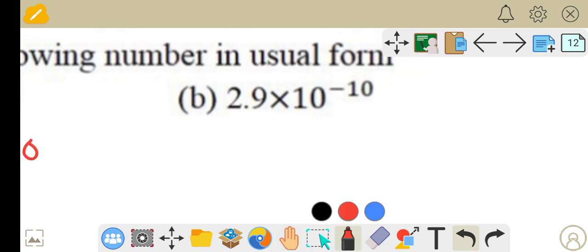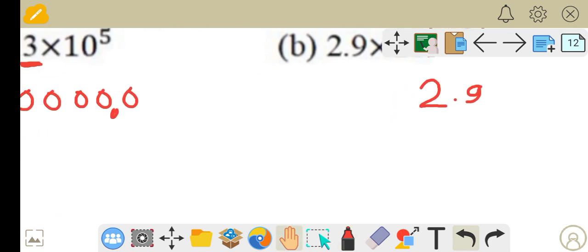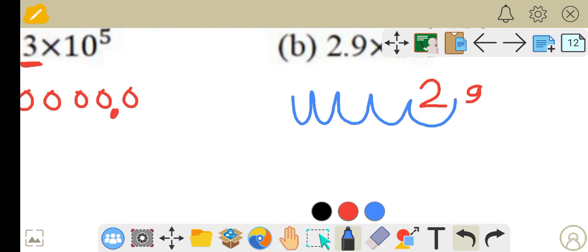In this case we have 2.9 and we need to multiply by 10 to the power minus 10. This minus 10 indicates that our decimal should be moved 10 places to the left side. So 10 places left side, 1 2 3 4 5 6 7 8 9 10. So we need to place 0 in these places.